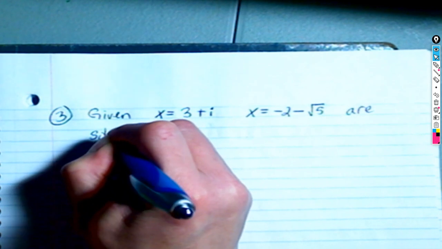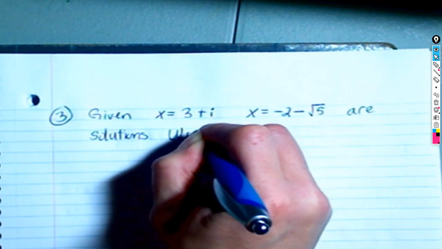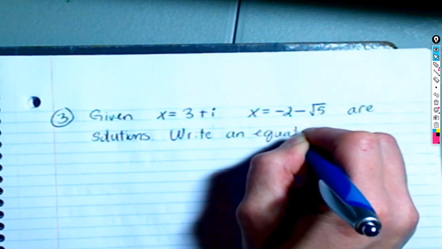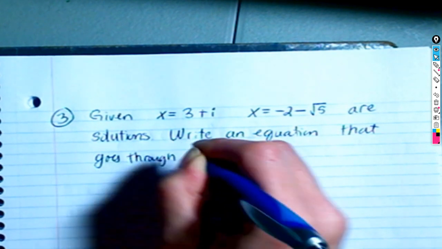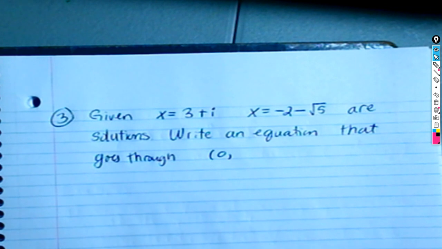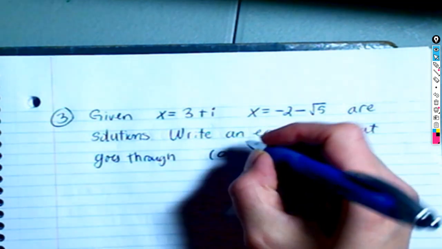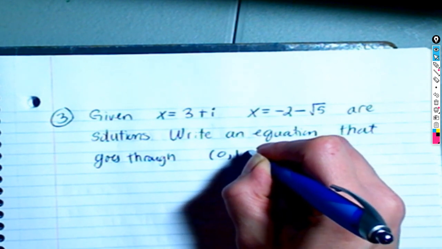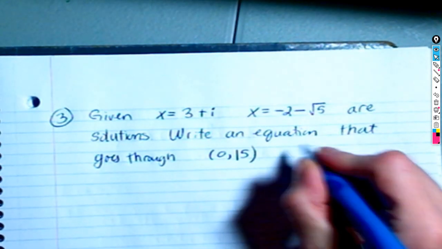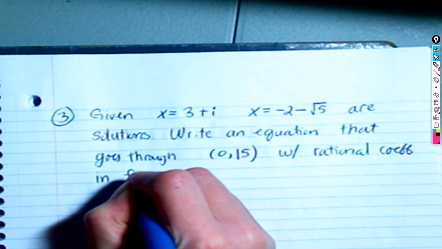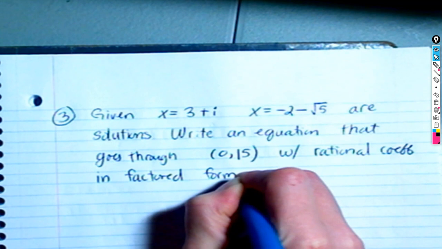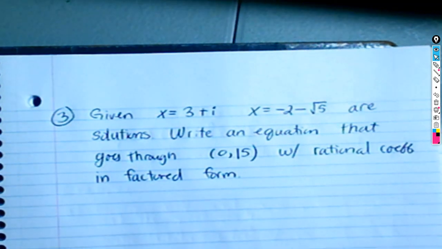Our solutions, right, and write an equation that goes through 0, with rational coefficients in factored form.